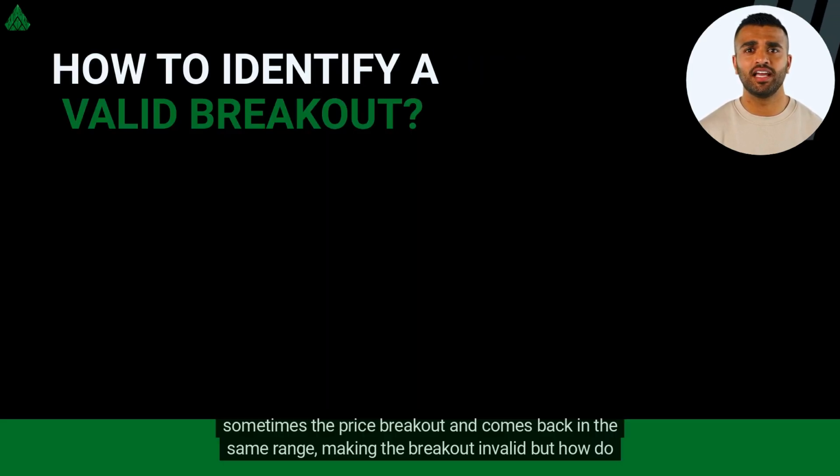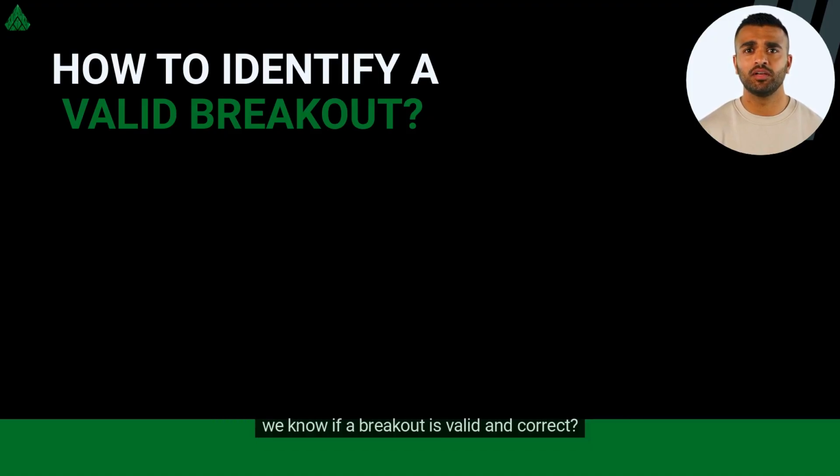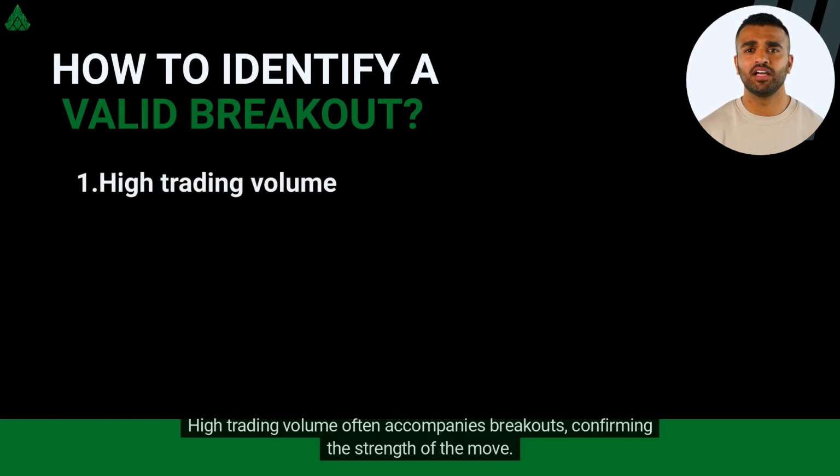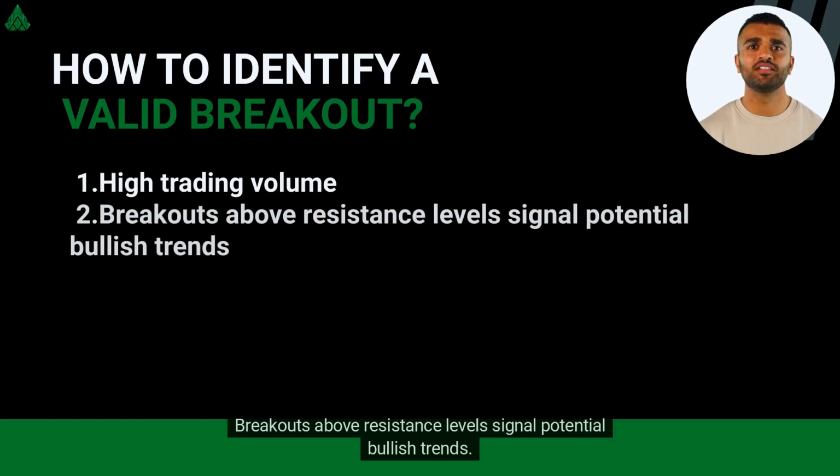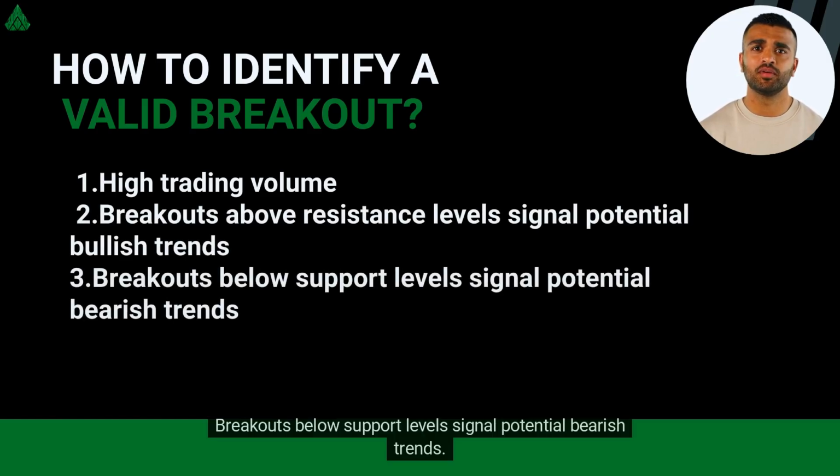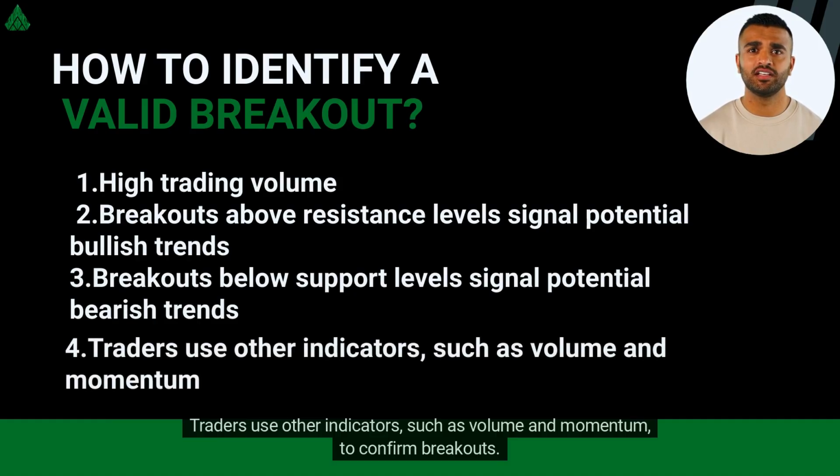Sometimes the price breaks out and comes back in the same range, making the breakout invalid, but how do we know if a breakout is valid and correct? High trading volume often accompanies breakouts, confirming the strength of the move. Breakouts above resistance levels signal potential bullish trends. Breakouts below support levels signal potential bearish trends. Traders use other indicators, such as volume and momentum, to confirm breakouts.